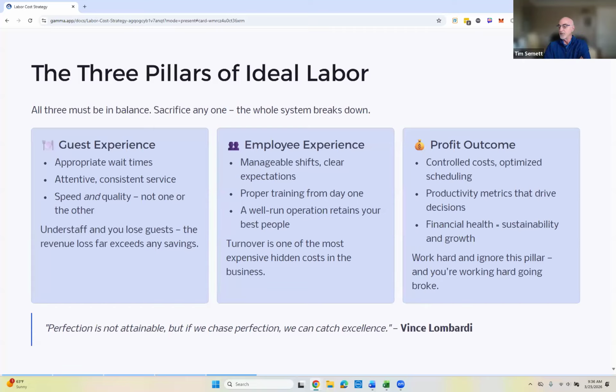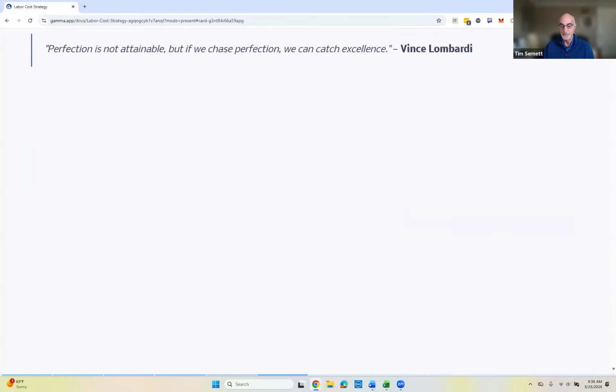Vince Lombardi once said, perfection is not attainable, but if we chase perfection, we can catch excellence. The perfect labor schedule doesn't exist, but if you chase it with the right framework, you can catch excellence, and excellence shows up in your bank account.